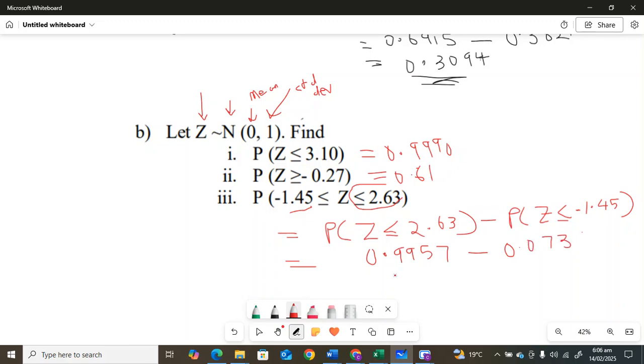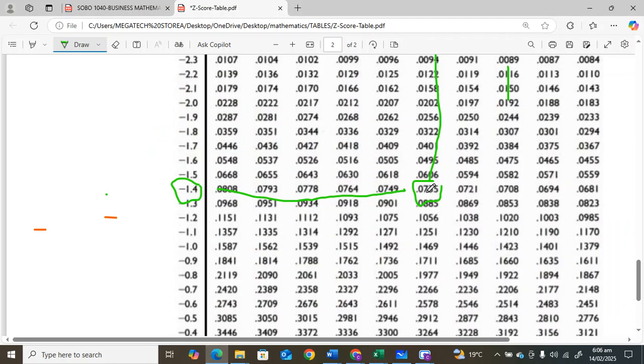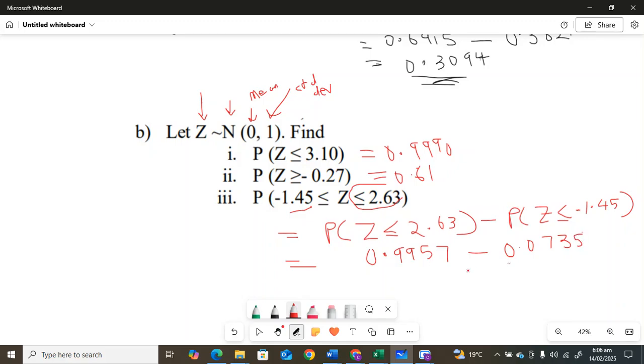0.073. Did I overread it? 0.073. Okay. So you subtract: 0.9957 minus 0.0735, which gives 0.92.